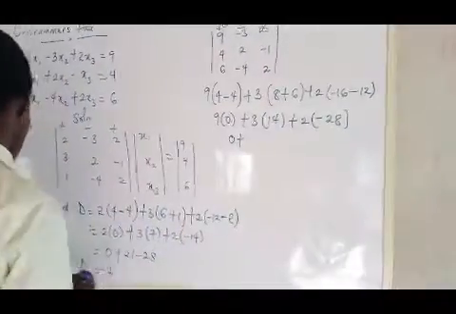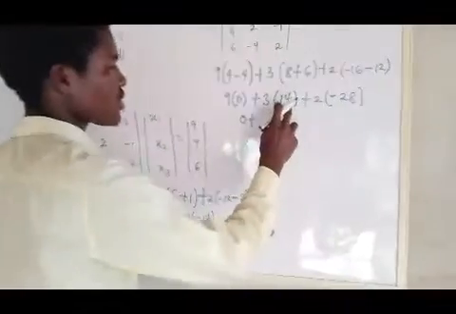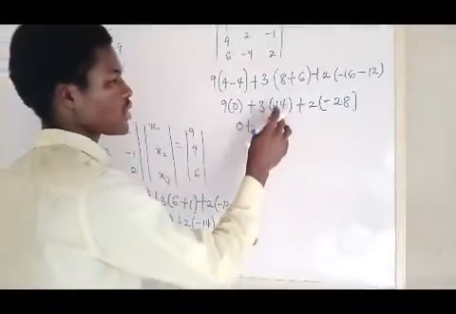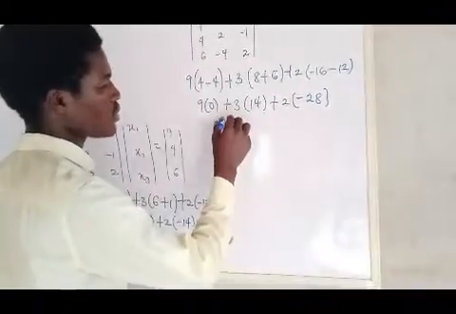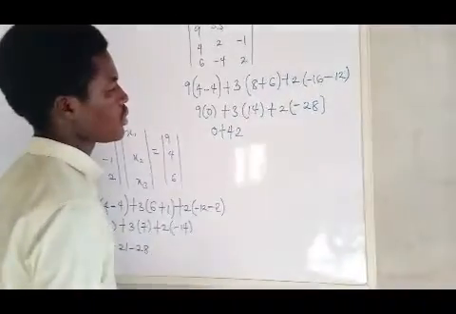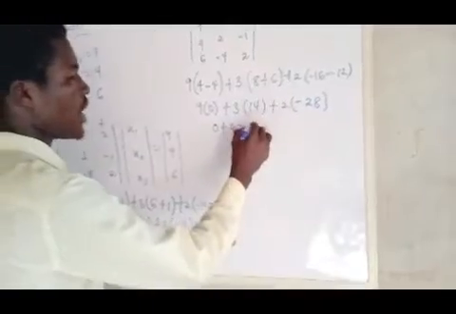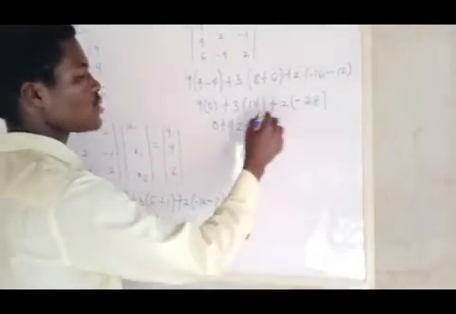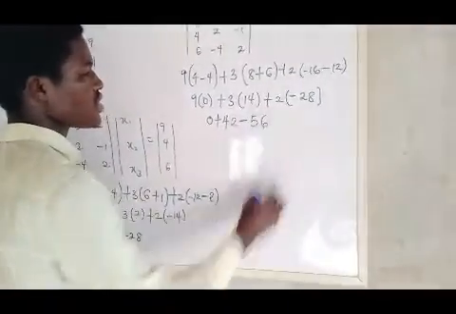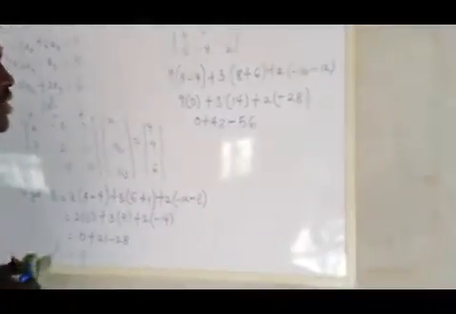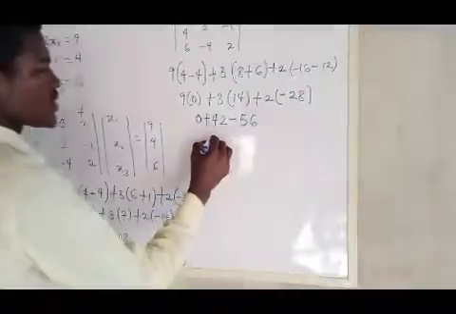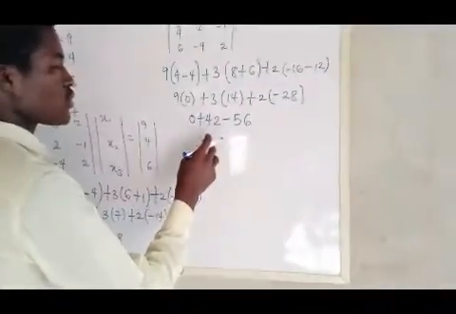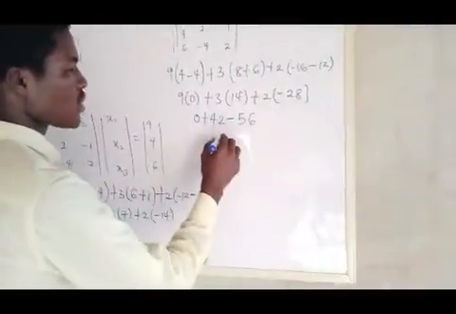0, plus 3 times 14 will give us 42. Alright, then minus this times this will give us what? 56. Right, so 42 minus 56, so 42 minus 56 will give us what?